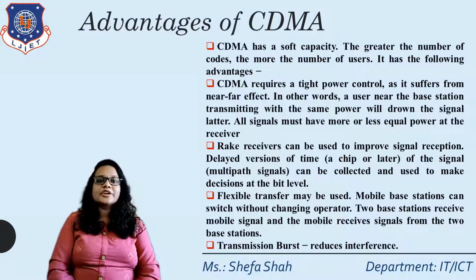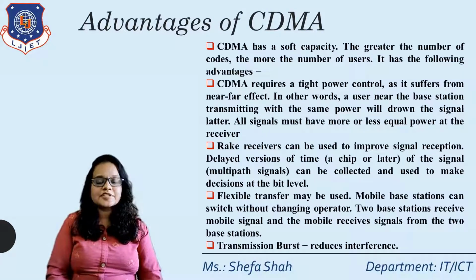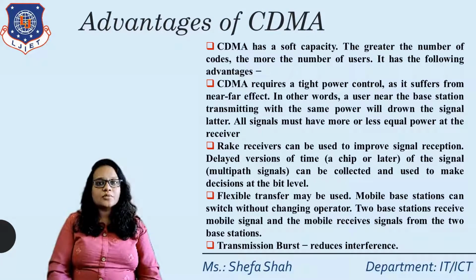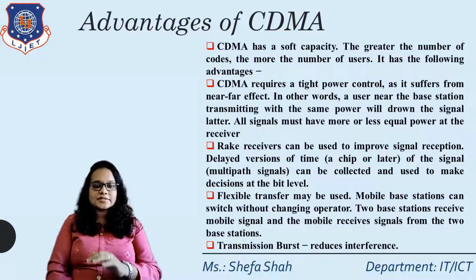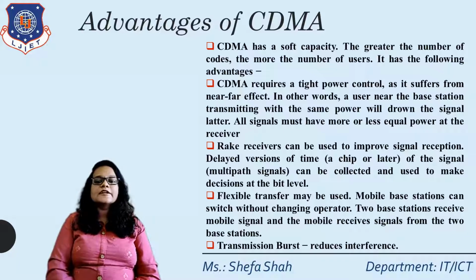Then, what are the different advantages of CDMA? First of all, CDMA has a soft capacity. That means the greater the number of codes, the greater the number of users. First, the power control: it has a tight power control, because it suffers from the near-far effect. In other words, a user near the base station transmitting with the same power will drown out the signal of the others. All the signals must have more or less equal power, so the power required for CDMA signals will be less.